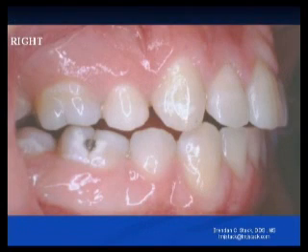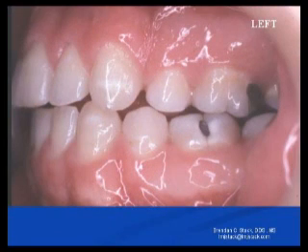This is his occlusion from the right side, showing that the orthodontic result is relapsing. This is the occlusion on the left side. It's a little better, but still relapsing.